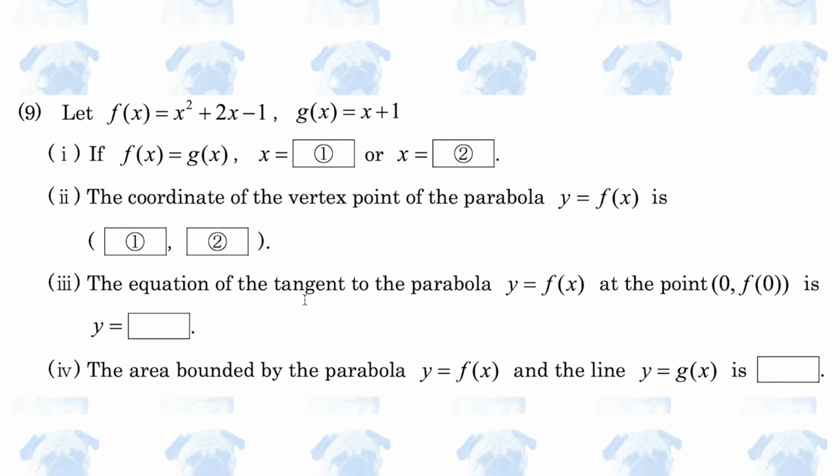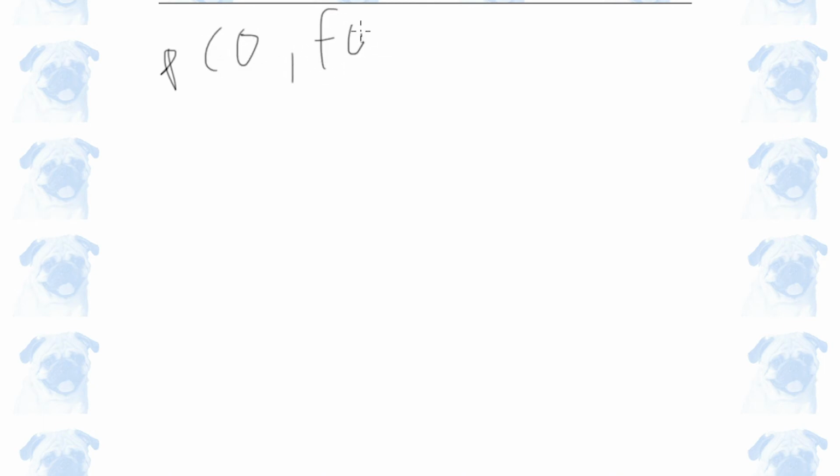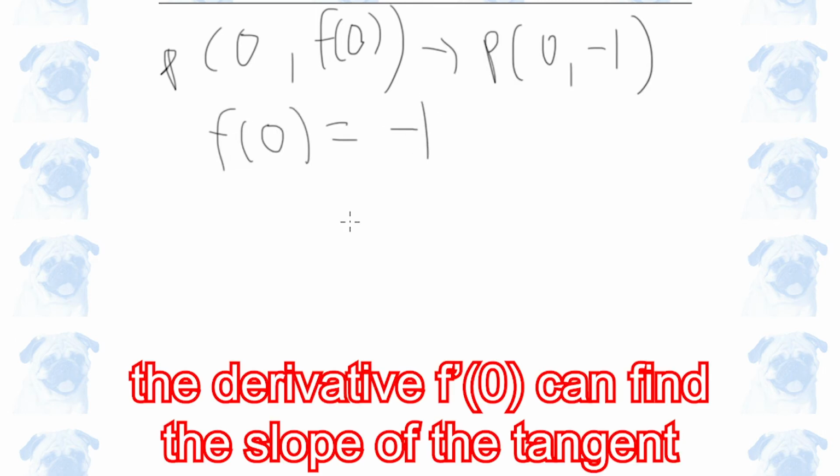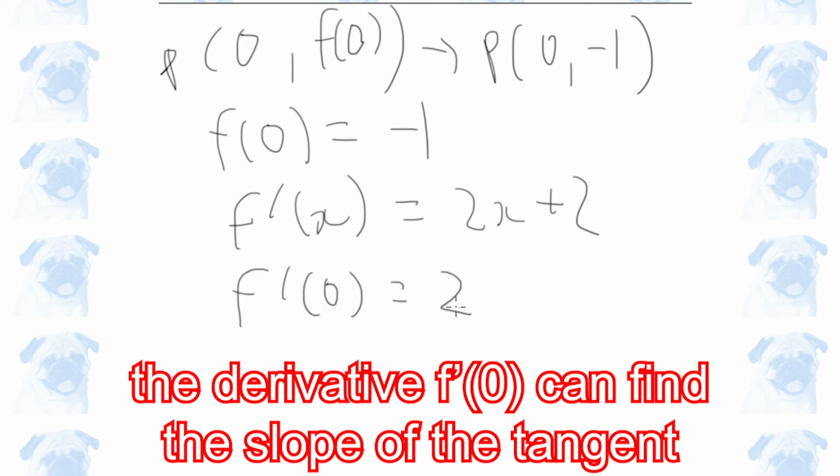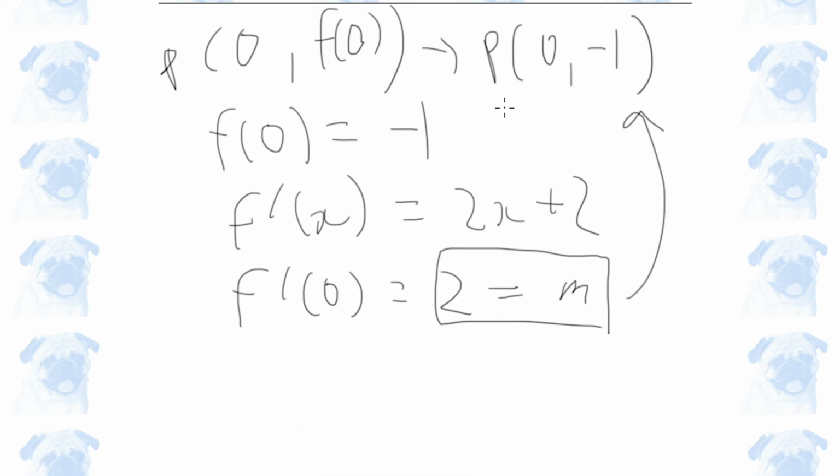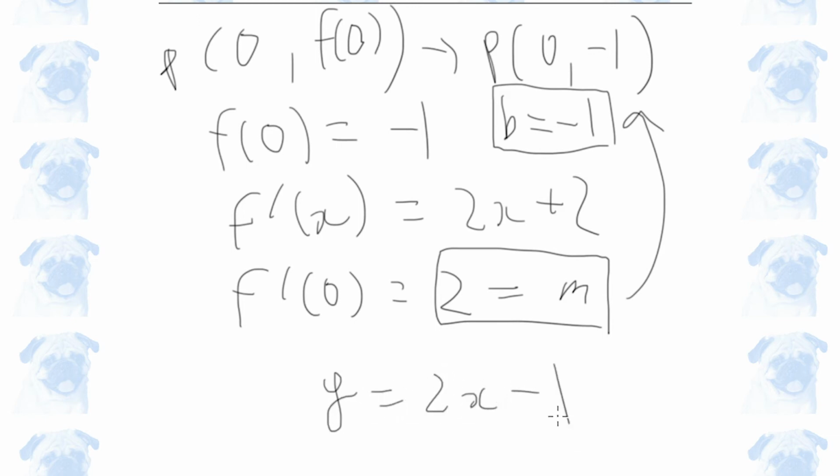The equation of the tangent to the parabola at the point 0 and f of 0 is this. Point 0 and f of 0. So let's substitute x equals 0, minus 1. Let's differentiate f of x. F dash of x, 2x plus 2. Let's substitute x equals 0 and we get 2. So 2 is the slope of the tangent at point P. And because P is on the y-axis, we know that the y-intercept is minus 1. So the equation of the tangent at point P is 2x minus 1.